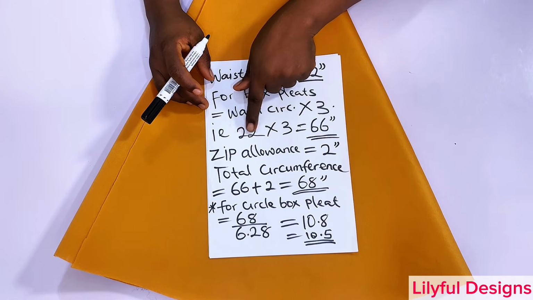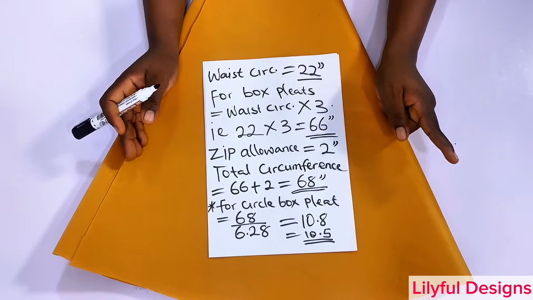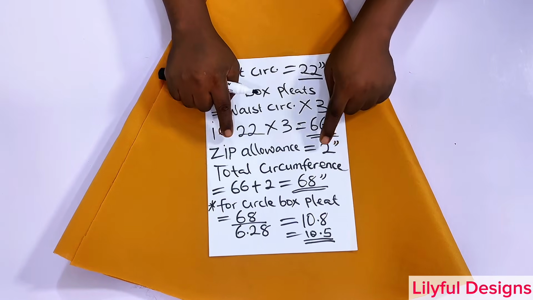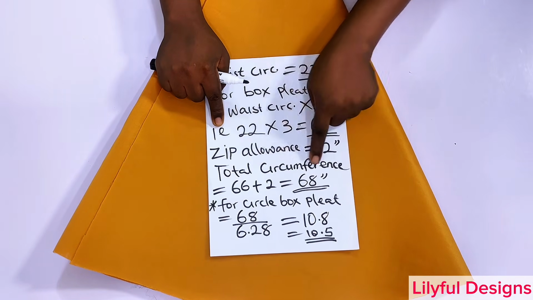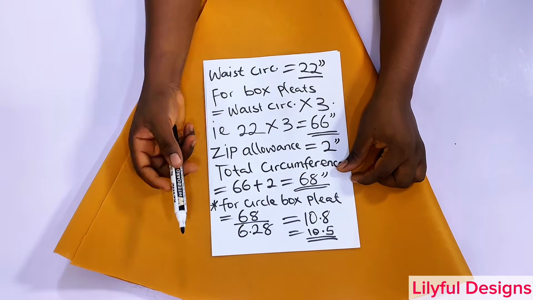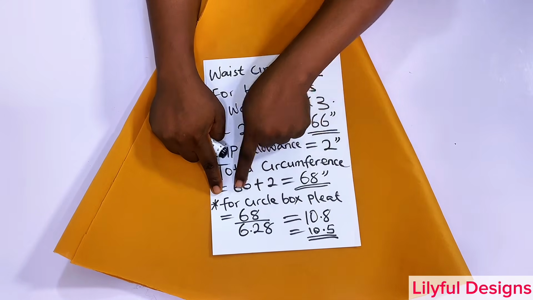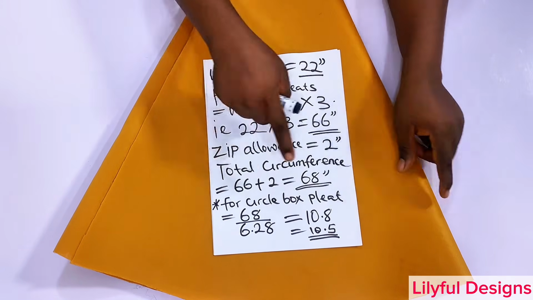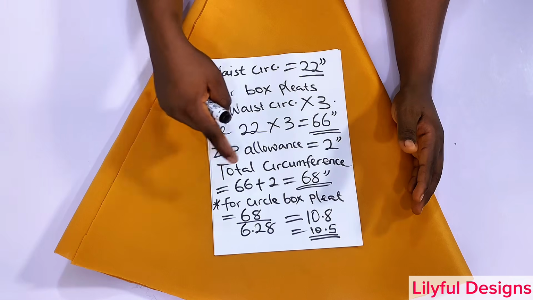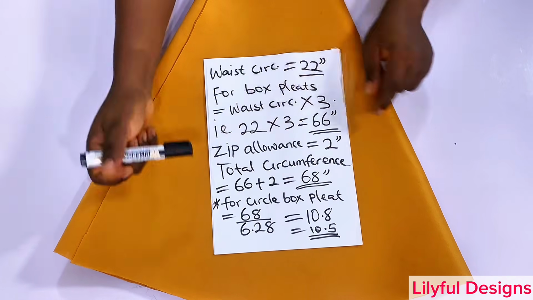So a quick recap of what I just said earlier. You multiply your waist circumference by 3 because we are making a bust pleat. Even if you are making a knife pleat, your circumference should be multiplied by 3. Then when I got mine, it was 66 inches, and I added my zipper allowance of 2 inches, 1 inch to both sides. Then my total circumference now came up as 68 inches.